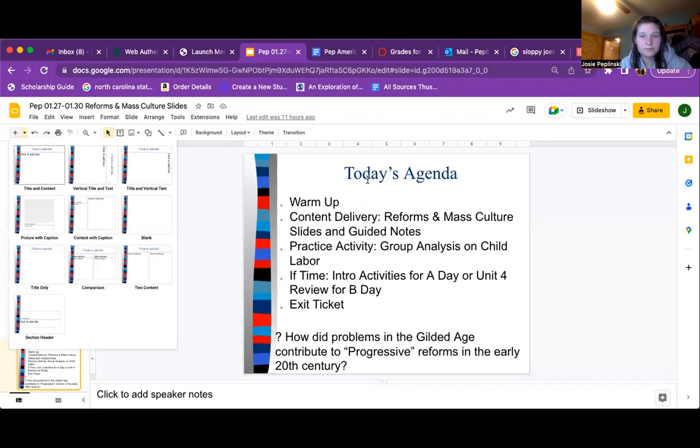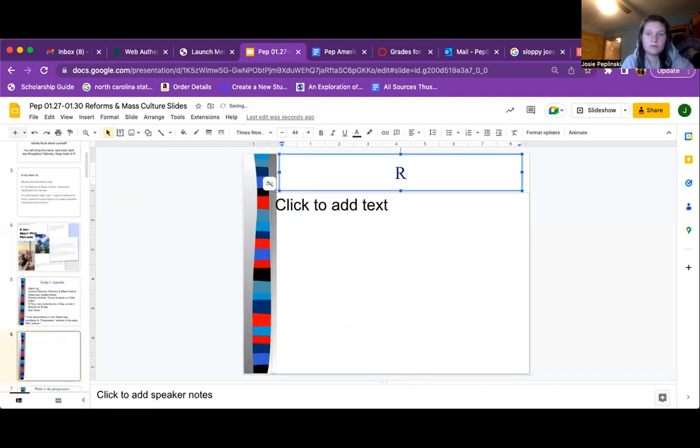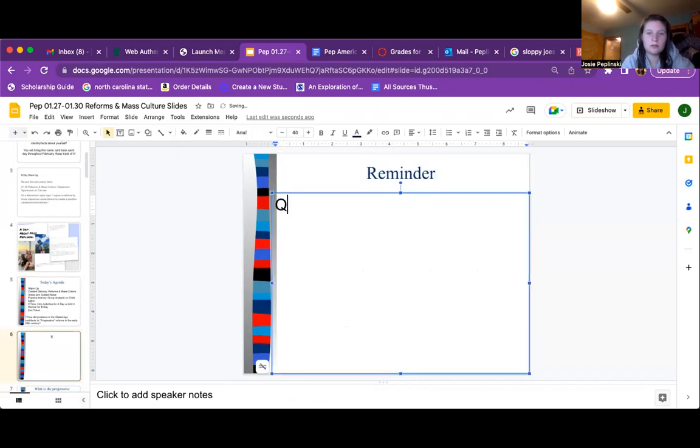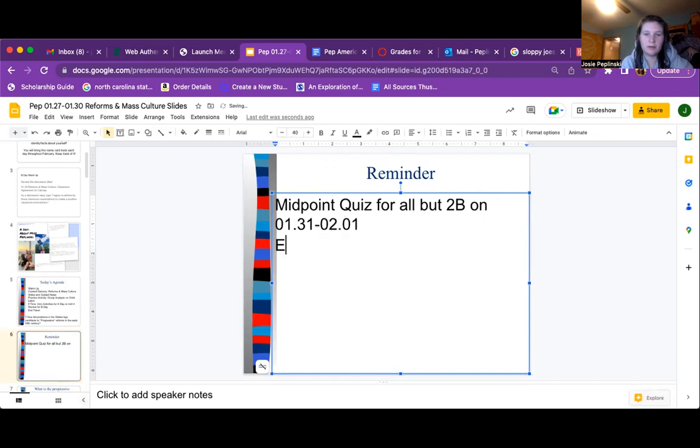Reminder. Midpoint quiz for all but 2B, because y'all took it with your previous teacher. It's either going to be Tuesday if you're in A-Day or Wednesday if you're in B-Day. Unit 4 exam is the 6th if you're in A-Day or the 7th if you are in B-Day.